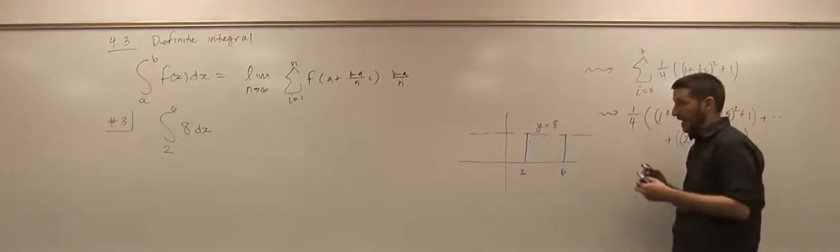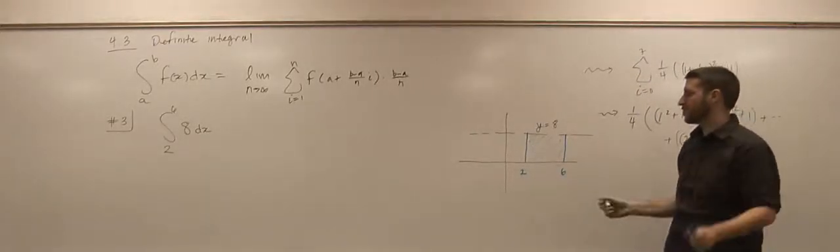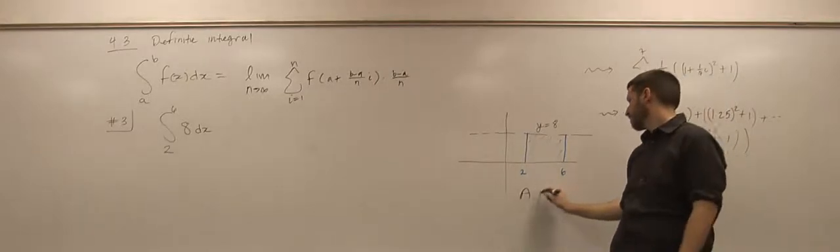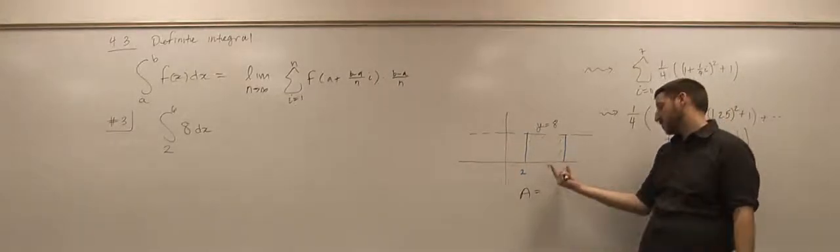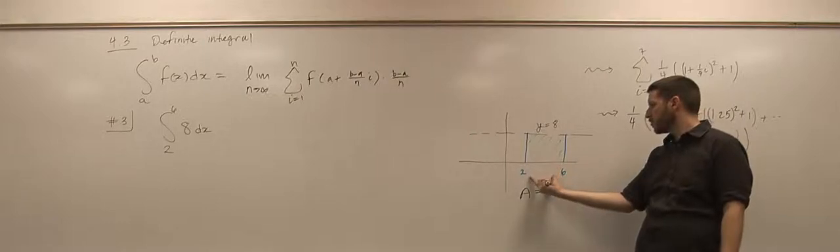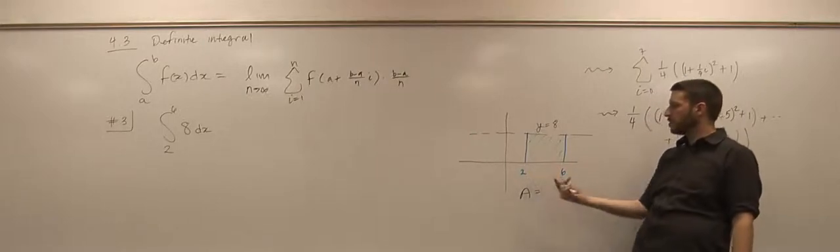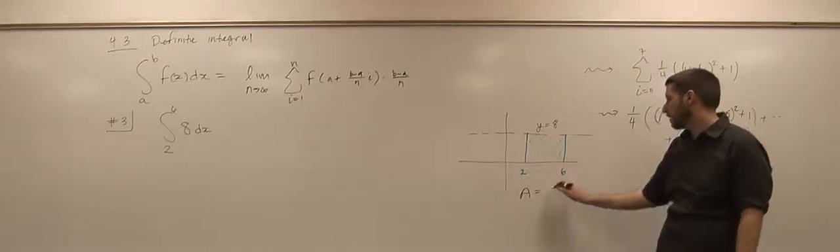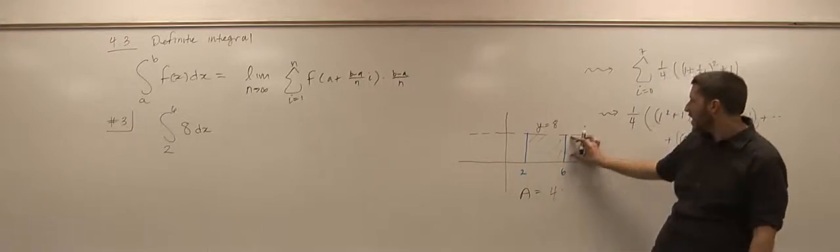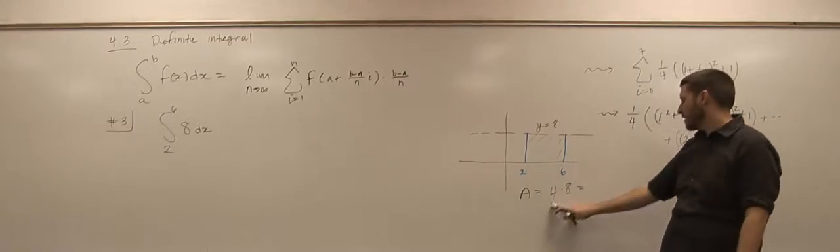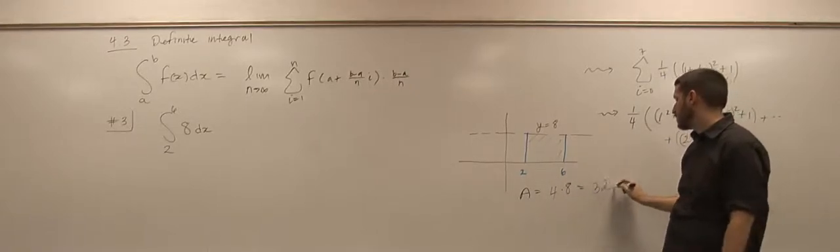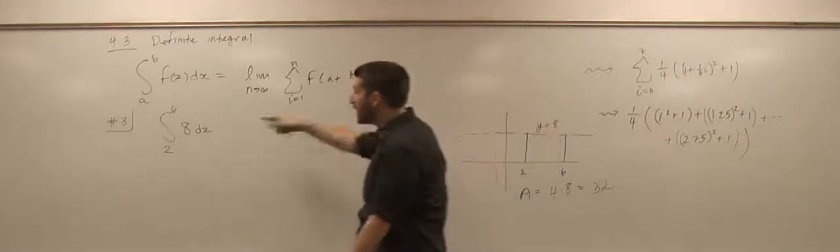What's this area, by the way? 32. Yeah, it's a rectangle, right? From 2 to 6 on the bottom is going to give you a rectangle of width 4, and then your height is 8. Length times width for the area of a rectangle is 32. So at the end of the day, we should get 32.